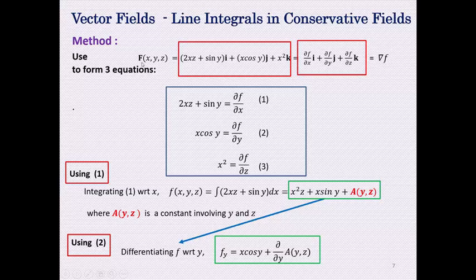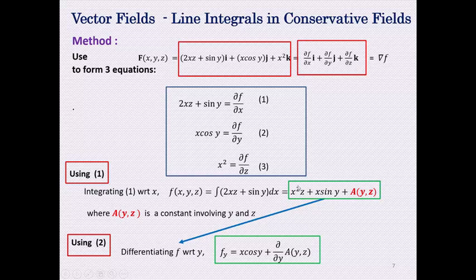We begin by writing the given vector field as a gradient vector of some unknown scalar function f, the potential function that we wish to find. What follows next will be obvious. We do a term-by-term comparison to write down 3 equations. Comparing the i component, we get equation 1. Similarly, comparing j and k, we get equations 2 and 3. And we will use these equations one at a time.